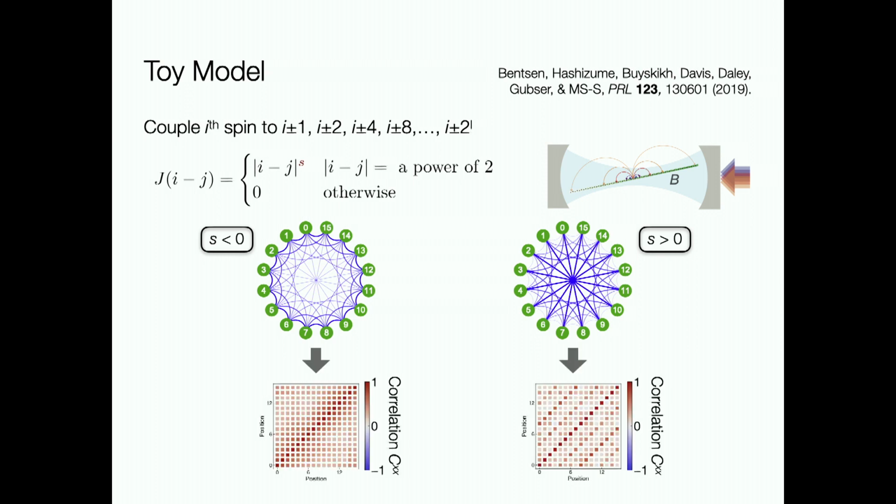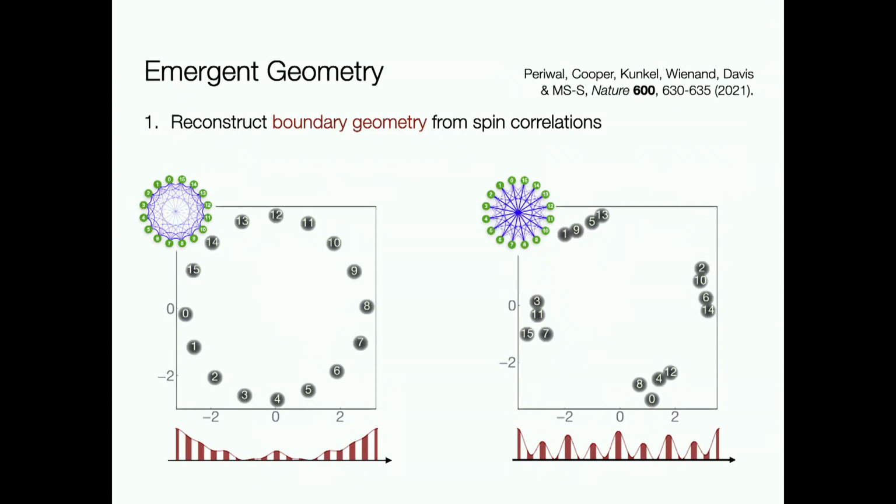As before, we can turn on the interactions, measure some spin correlations, and then try to ask what is a natural geometric representation of this physical system. The first thing we can do, as before, is ask where the correlations are strongest between which sites, and find the best fit embedding of these sites, in this case in 2 dimensions, so that ones that are strongly correlated are situated near each other.